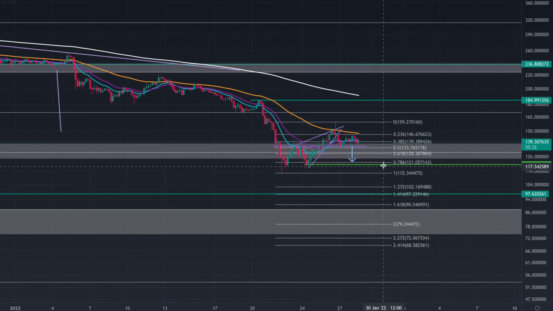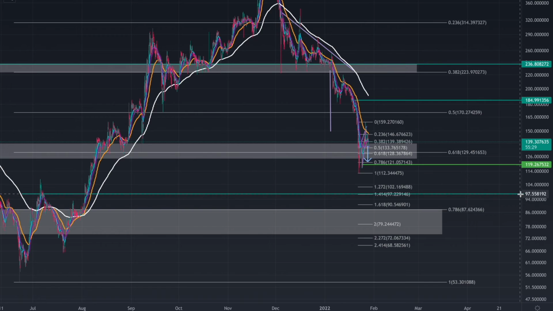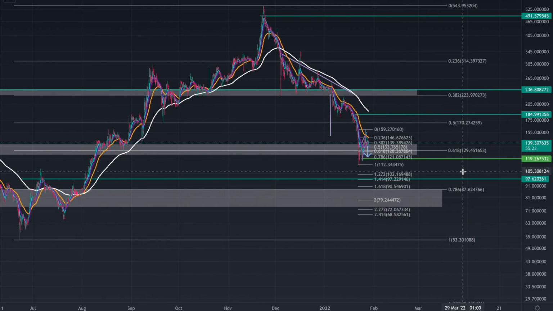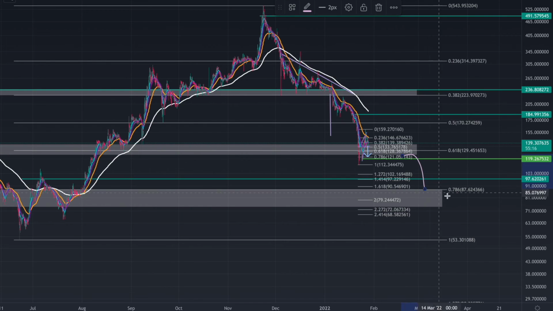So that's actually what I'm looking at for Elrond at the moment, in and around $90. You could see that would be towards the 786, and of course if you do lose 129, which we are above, so that's all good, but if you do lose and close below that as resistance, then technically there's nothing stopping you from going to the 786 at $87.